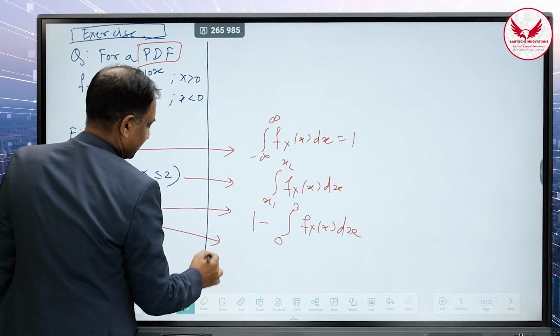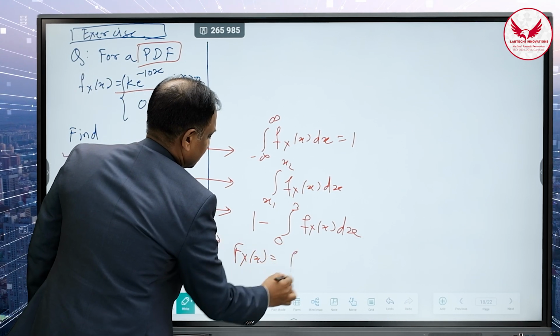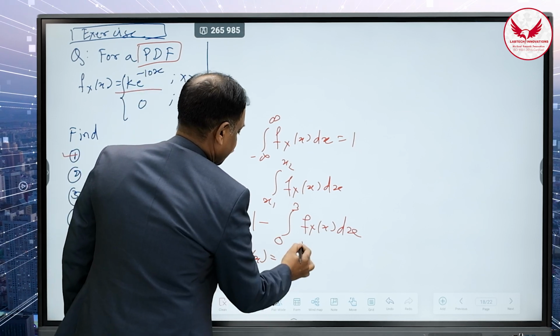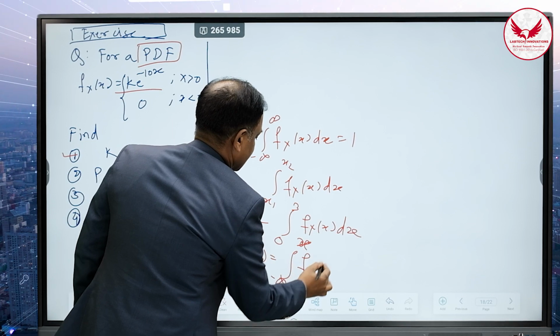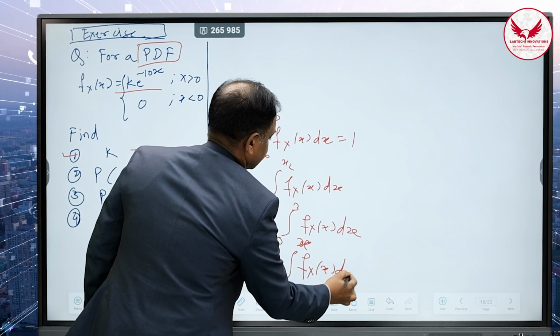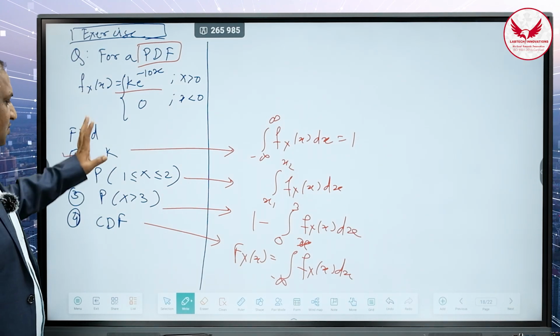And for the CDF, F(x) is equal to the integral from minus infinity to x of f(x) dx. So you can use this formula and you can solve. I will give its solution at the last.